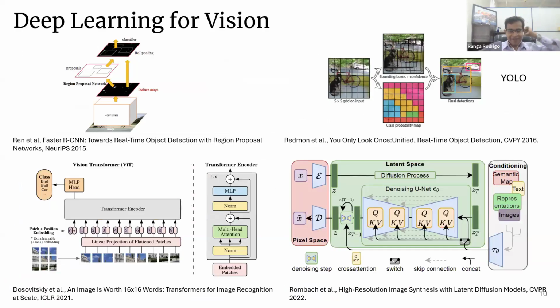So in the deep learning for vision part, we will briefly talk about how object detection happens. Now, this is an early object detector called Fast R-CNN. This is after R-CNN and Fast R-CNN.